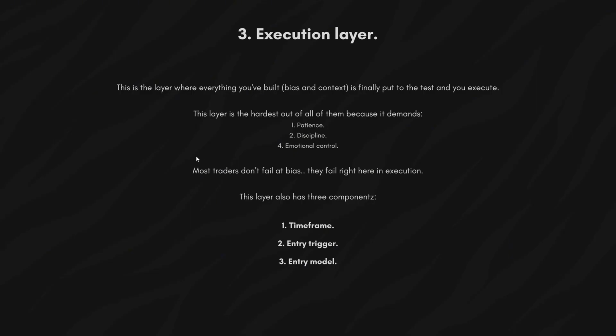And the thing is that most traders don't fail at determining a bias or identifying a context. Those things are easy. They fail right here in execution. And that's the difference between theory and reality. Okay, now this layer has three components: time frame, meaning defining the time frame, entry trigger, and entry model. Now I'm not going to go over these components right now in this chapter. I've prepared a separate chapter for this, so you'll have to wait for that one.